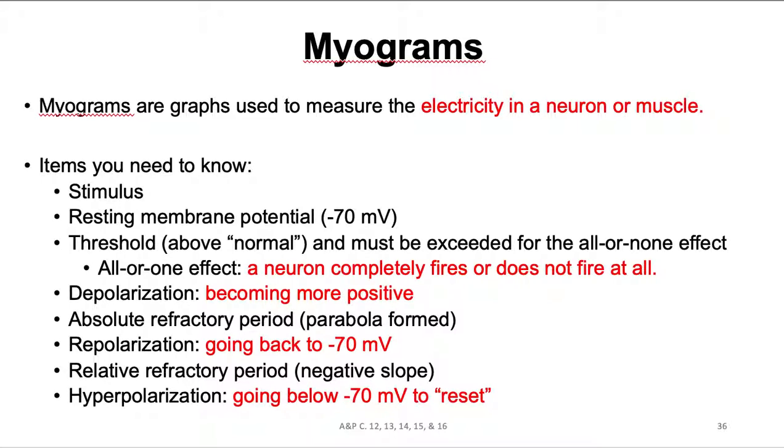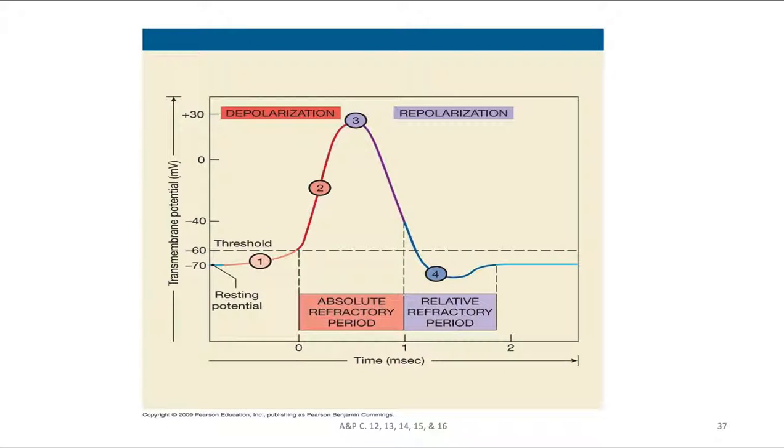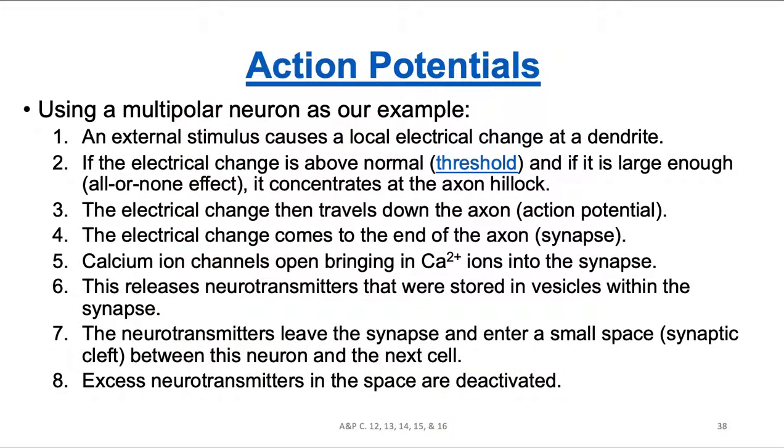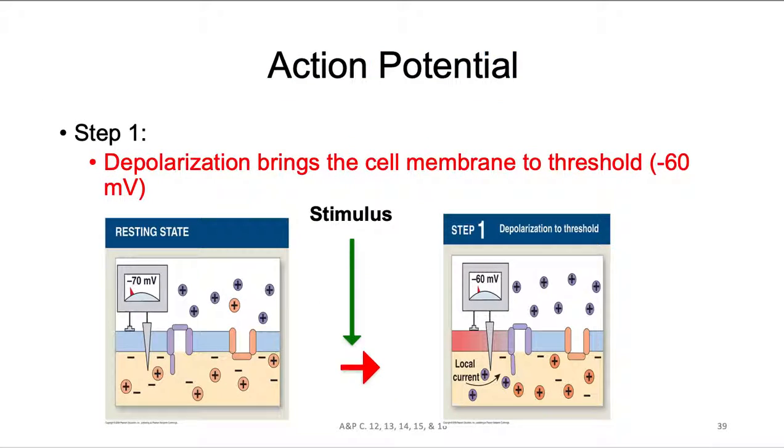Depolarization is when the cell is becoming more positive. Repolarization is when the cell is getting closer to negative 70, and hyperpolarization is when the cell goes below negative 70 millivolts to kind of reset itself before it receives its next signal. I would be familiar with this myogram and know where each step is: where resting potential, depolarization, repolarization, and our refractory periods are. And then we went through the actual steps of how action potential works and how those ions are moving in and out of the cell, causing an electrical impulse.